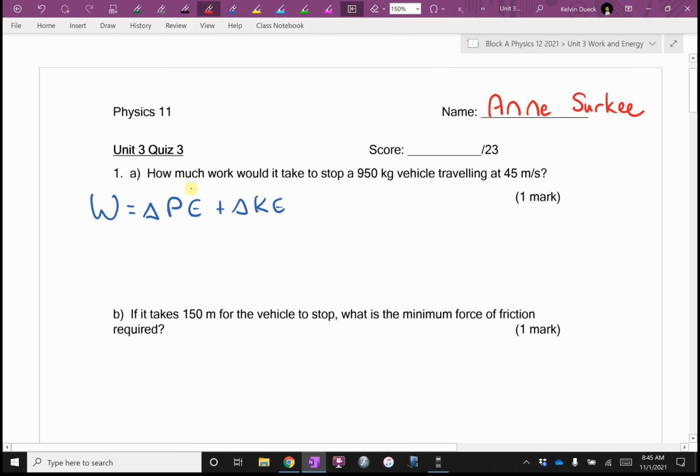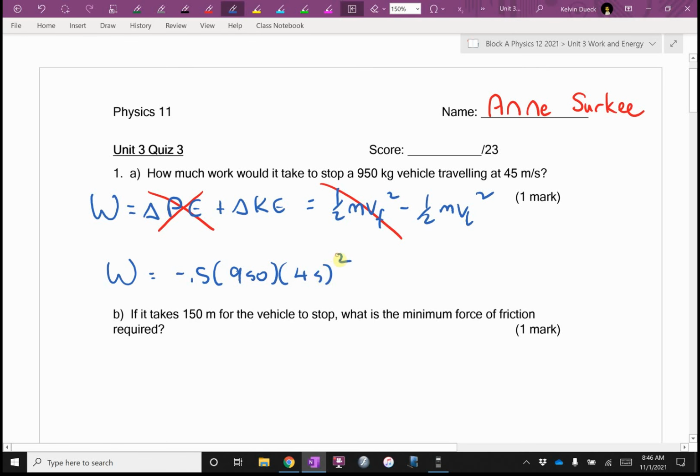Now, for this question, I'm going to have to assume it's on level ground. I don't like that. On a test, I would include the phrase horizontal or on level ground. What's change in anything? This is going to be a half mv final squared minus a half mv initial squared. And the final kinetic energy is going to be zero, because the car comes to a stop. So I'm going to get work equals negative 0.5 times 950 times 45 squared.